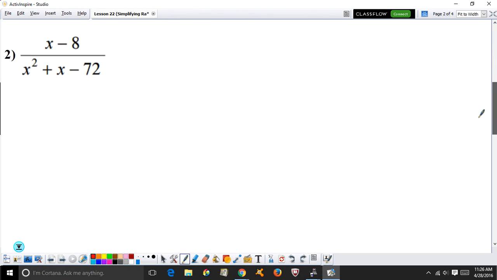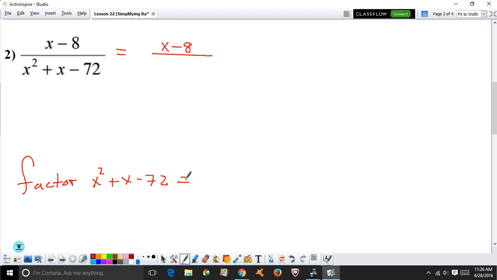So let's look at a more complicated example here. Example 2. Now, again, let's try to simplify. Look at the numerator. Can you factor anything out? No. So let's just rewrite it. Look at the denominator. Can you factor the denominator? Well, let's see. How can I factor x squared plus x minus 72? Well, I see that it's a trinomial. So three terms. Leading coefficient is 1. So I can use the x method.